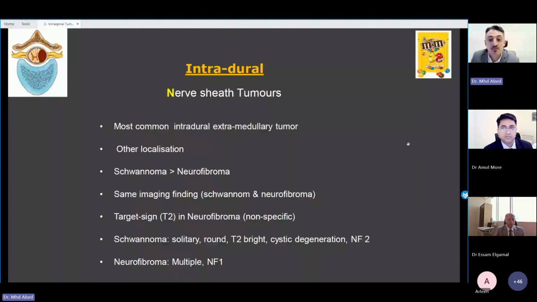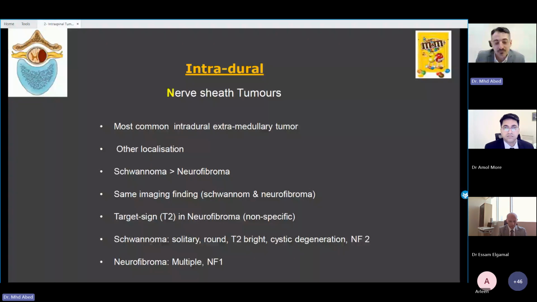They can be anywhere: intraspinal, epidural, intradural, and even intramedullary can be seen. The schwannoma is more common than neurofibroma. Both are difficult to differentiate from each other. There is the T2 target sign. It's a non-specific sign. It is more associated with neurofibroma, but it doesn't mean 100% that we are dealing with neurofibroma if we see it. The thing is how to differentiate schwannoma from neurofibroma.